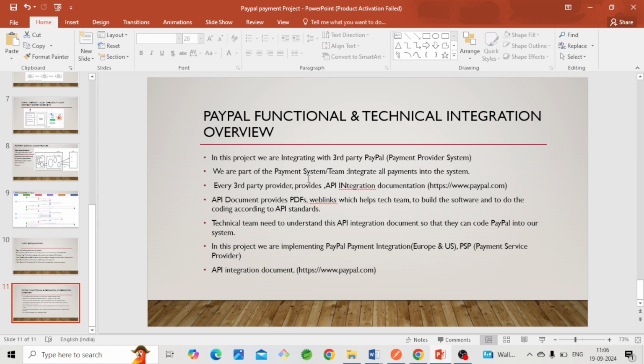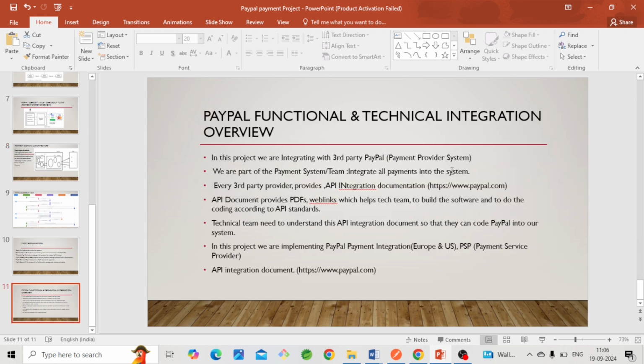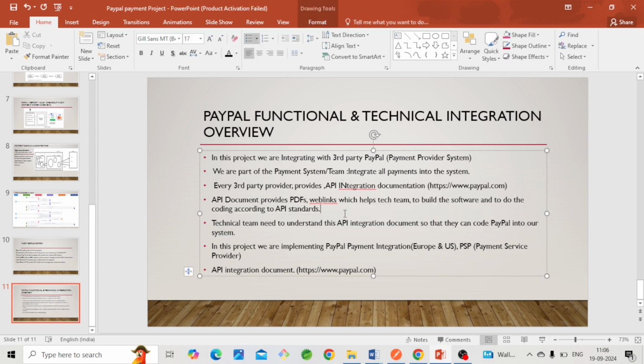In this project, we are integrating with a third party, that is the PayPal system, a third party payment provider system. We are part of the payment system, as we discussed, integrating all the payments into the system. Every third party provider, whether PayPal or Stripe, provides API integration documentation. We need to study the entire PayPal integration documentation.